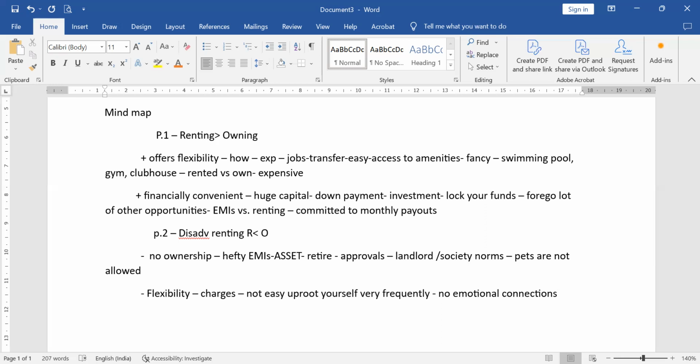Now you create your own shortcuts. If you think huge capitals, instead of huge you can put more capital, up arrow, or capital is cap, convenience is CONV, financial is fin. Down payment is down arrow and pay. Investment is INVT. You can create your own things for your own understanding.